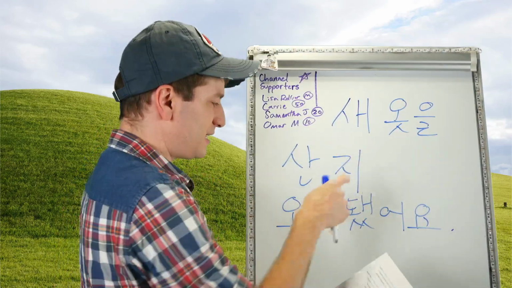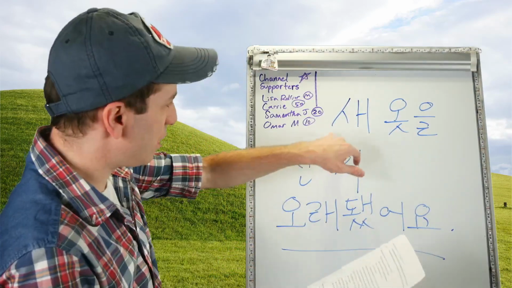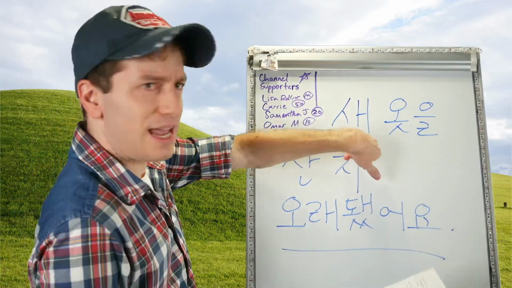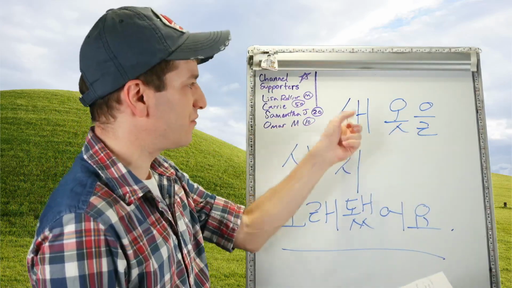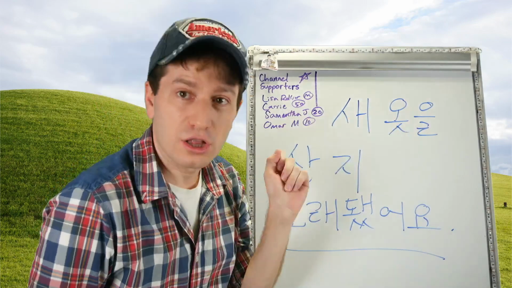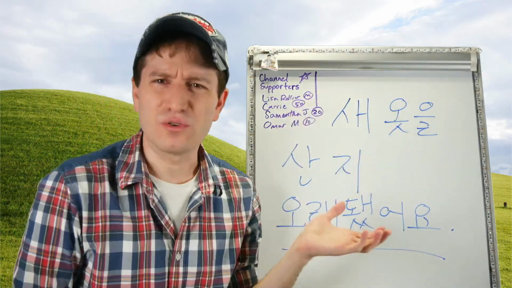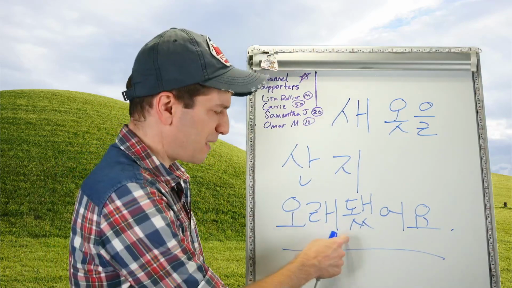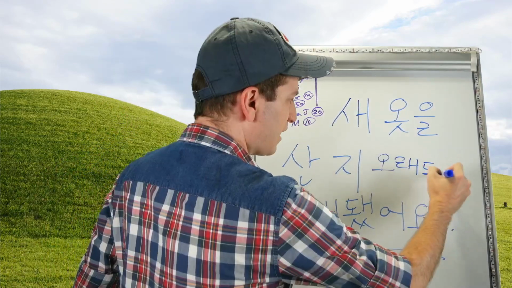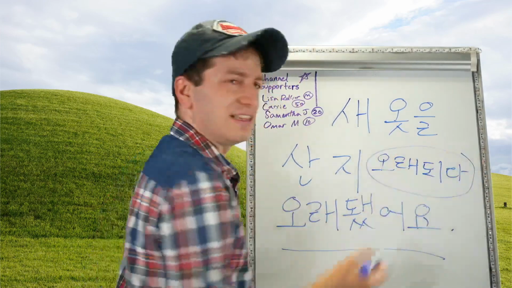새 옷을 산 지 오래됐어요. First of all, 새 옷, literally, 새 is a pure Korean adjective, means new, new clothes. So 새 옷을 산 지, so since I bought new clothes. 오래되다. There's not even a space here. This is one word. 오래되다. And that literally means to be a long time.